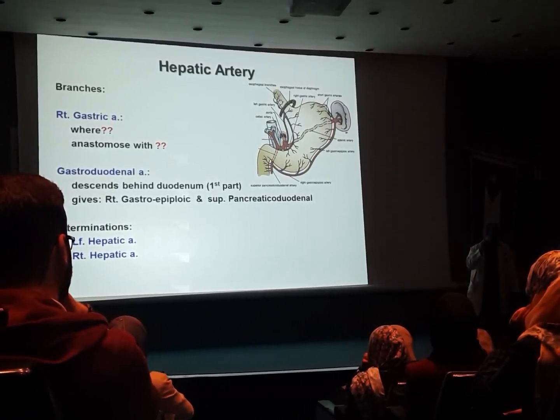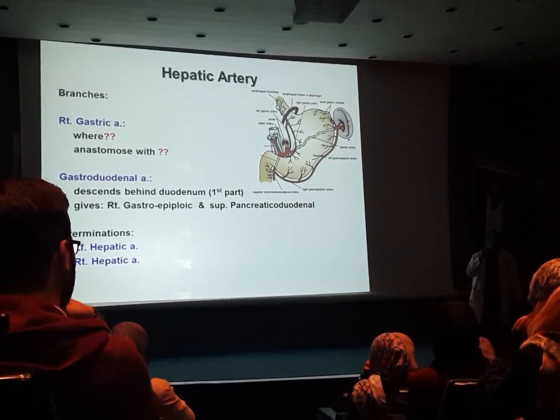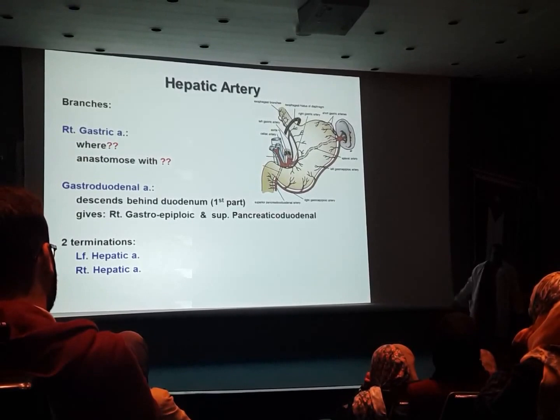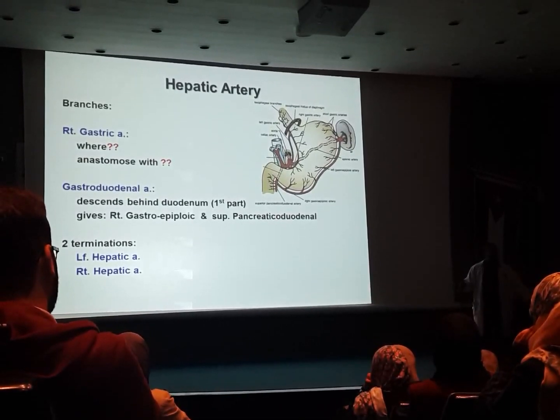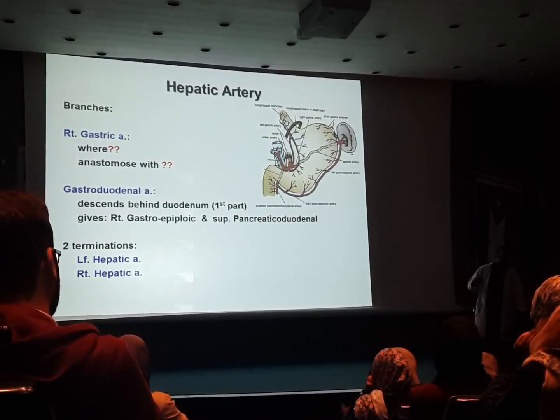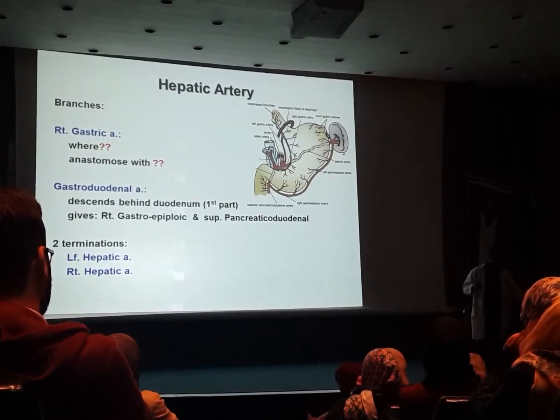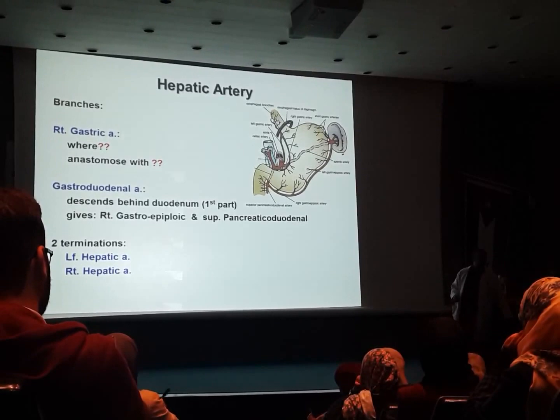Why? Because here the foregut ends. So it will pass along in the groove between the duodenum and the pancreas till the level of the major duodenal papilla. Then it will anastomose with another one called inferior this time, pancreatico-duodenal. Where does it come from? From the superior mesenteric, because it's a midgut.